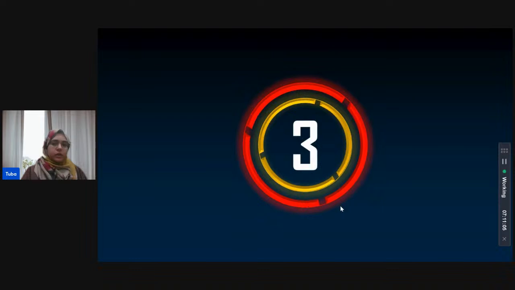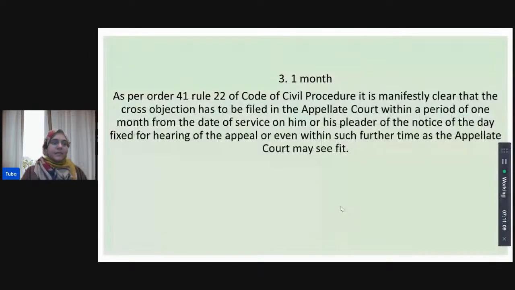I have kickstarted the timer. It is 1 month indeed. Option 3 is correct. Well done, Shaktisha. Shaktisha is on a roll today. Excellent work. So, Order 41, Rule 22. 1 month is correct.